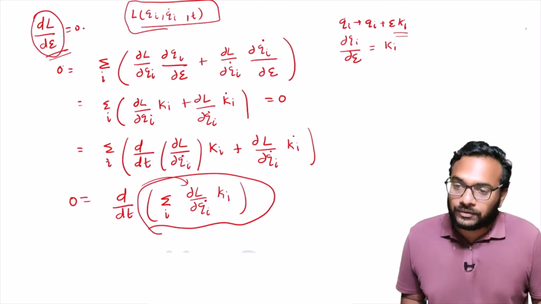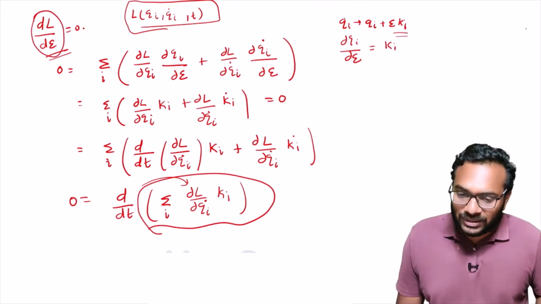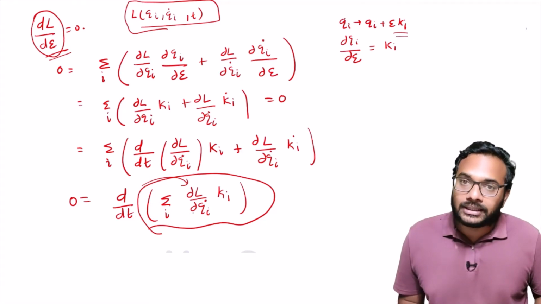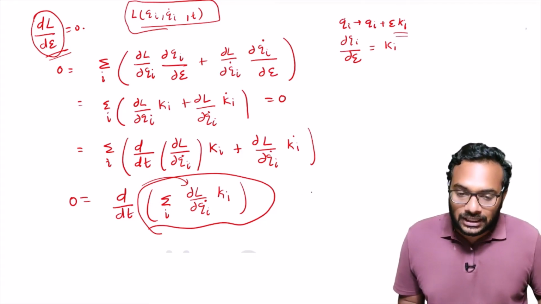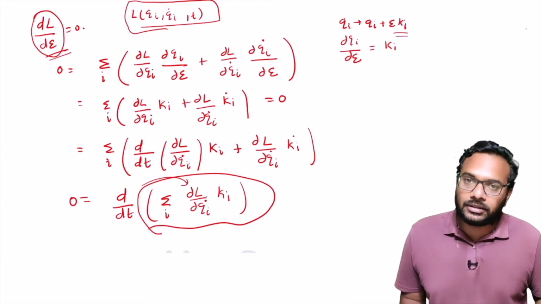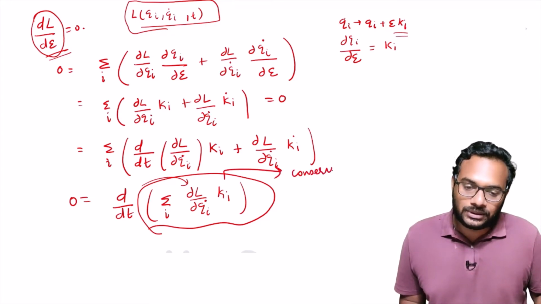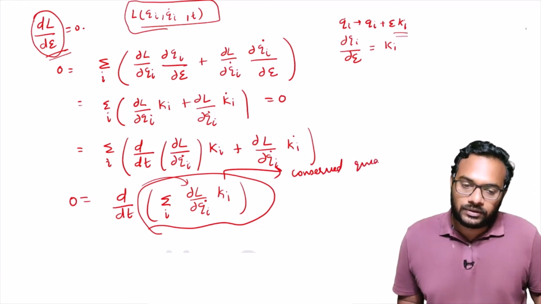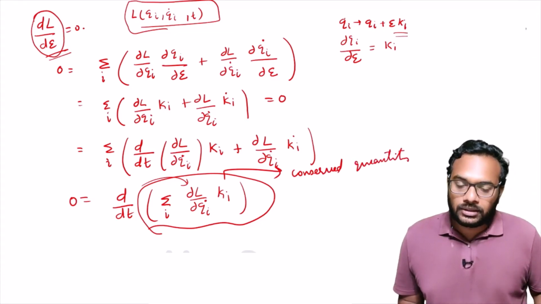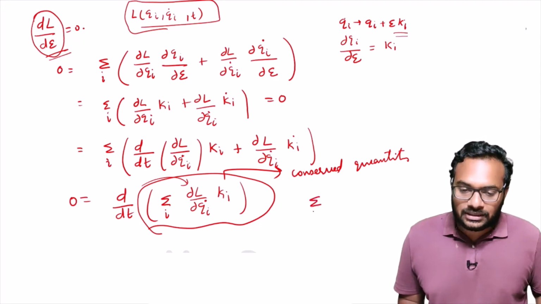All right. So if the first order change in the Lagrangian is 0, it means that there is a quantity which is conserved. The conserved quantity here is because d by dt of something is 0. This means that this is a conserved quantity. It does not change with time. So the conserved quantity is summation over i of dou L by dou qi dot times ki.